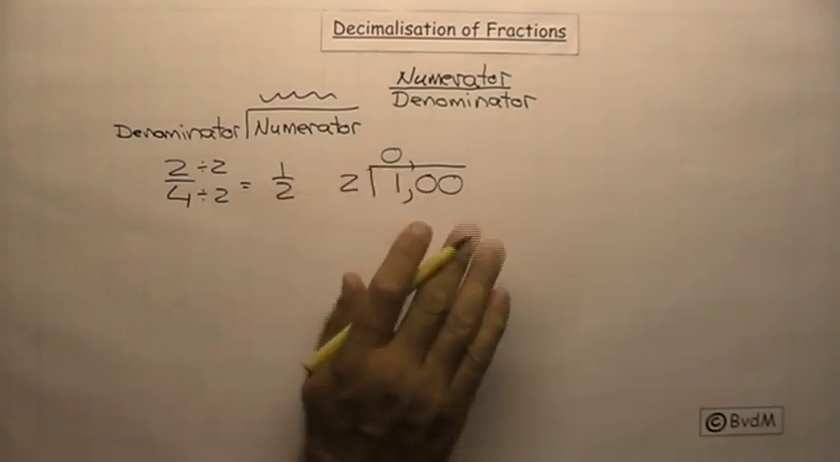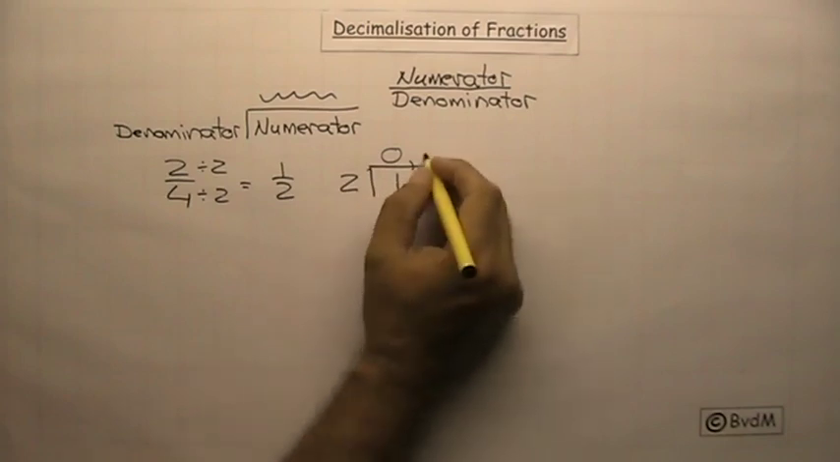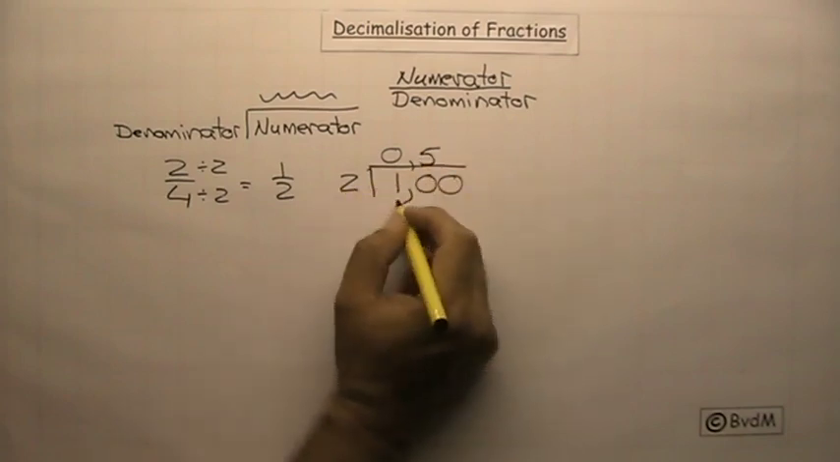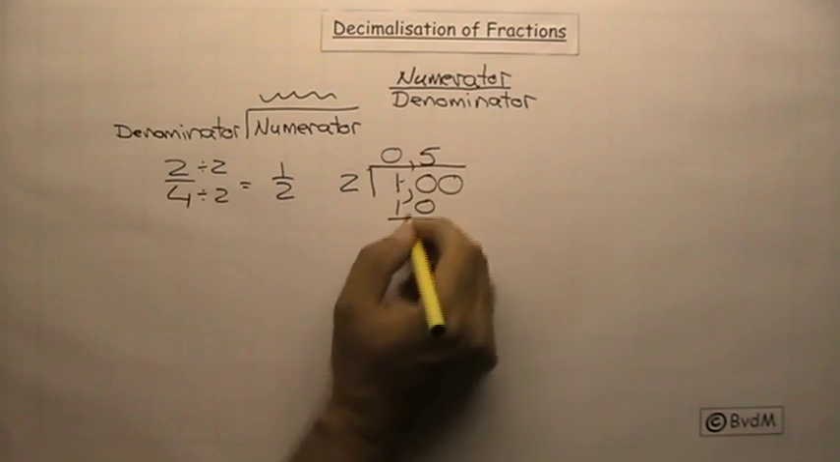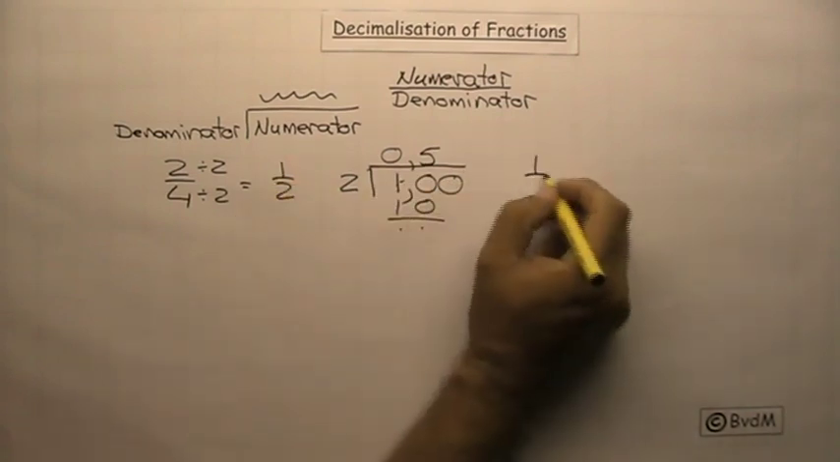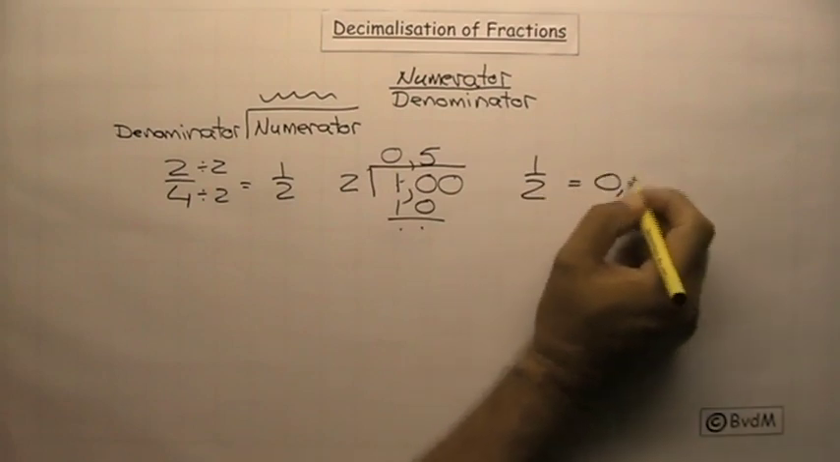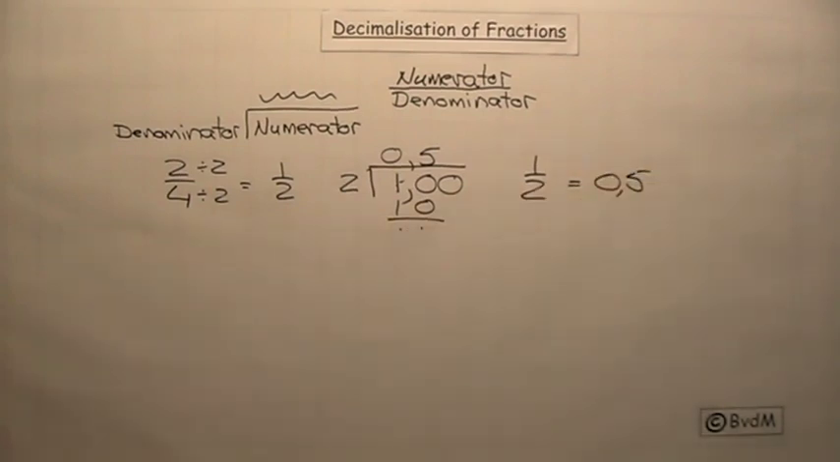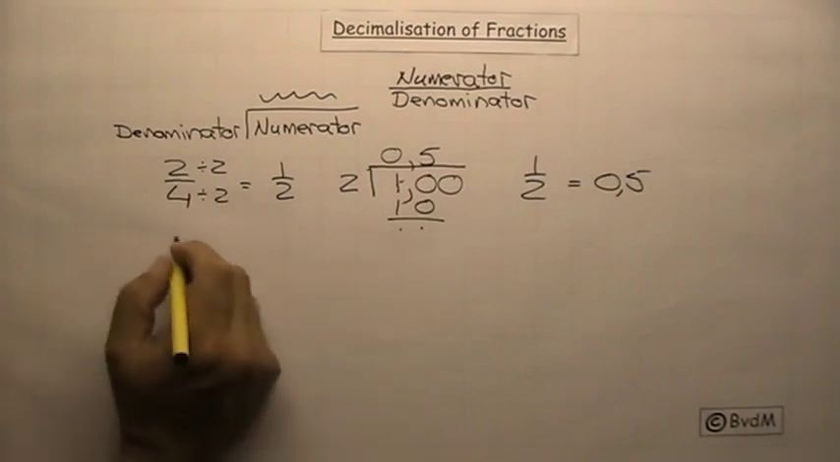We ignore it. 2 can go into 10 5 times. 5 times 2 is 10. 10 minus 10 is nothing. In other words, I can write a half is equal to 0.5 if I have decimalized it. Quite easy, no? Let's do the next one.